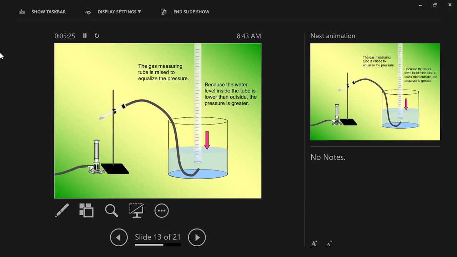We raise the tube until the two water levels are the same. And now we know that the outside pressure, the atmospheric pressure, is the same as the pressure inside the gas collection tube.